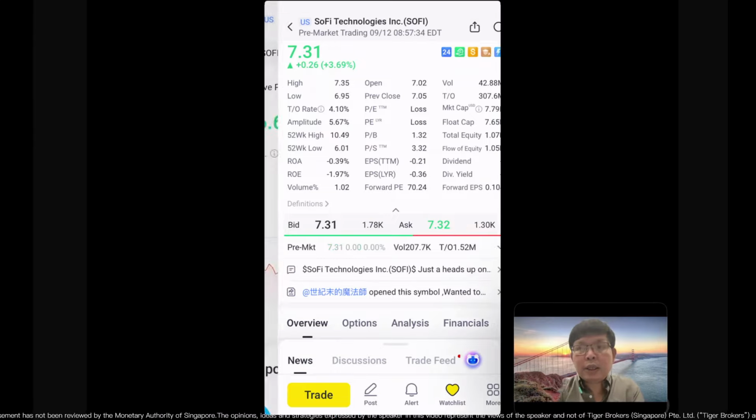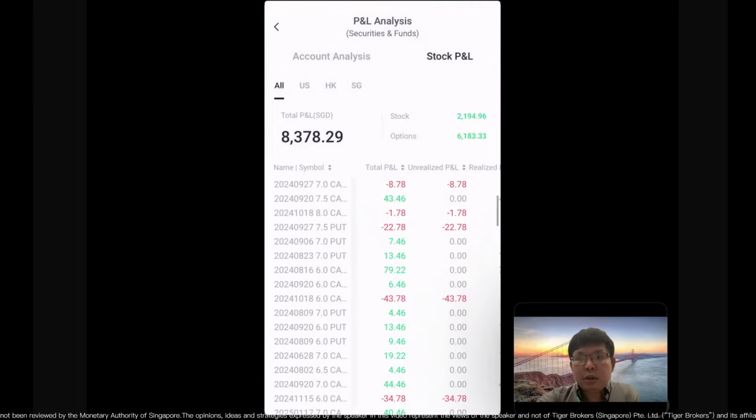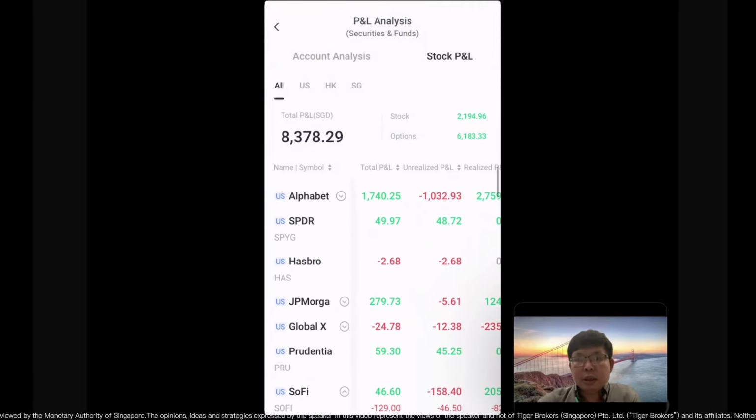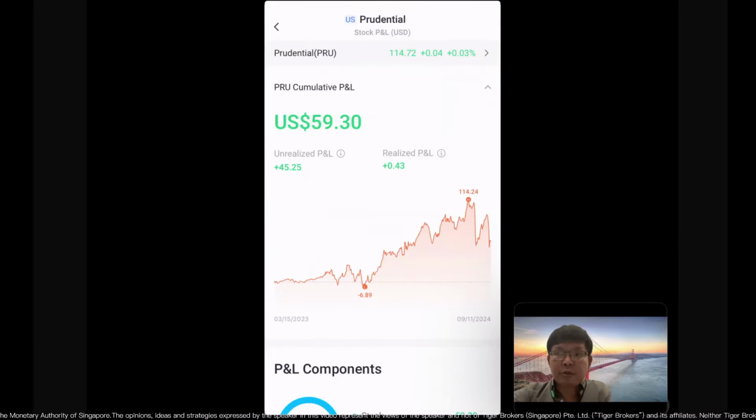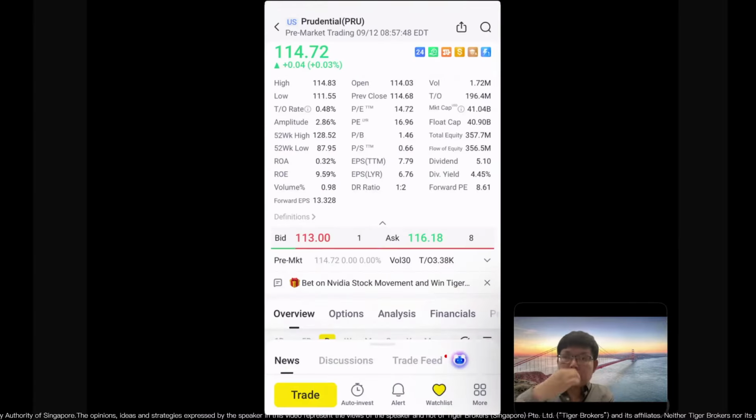The other type is a bigger cap. Let's say we go to Prudential. Prudential has a bigger cap. You see the value is in billions, this is 40 billion. For 40 billion, the cap is bigger, so they are actually less affected by the interest rate.